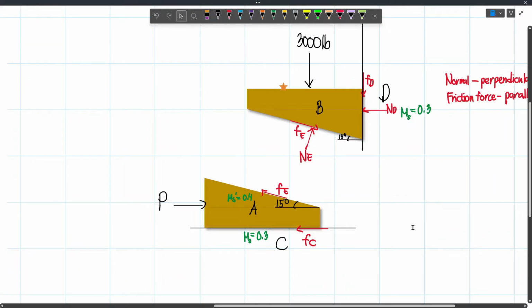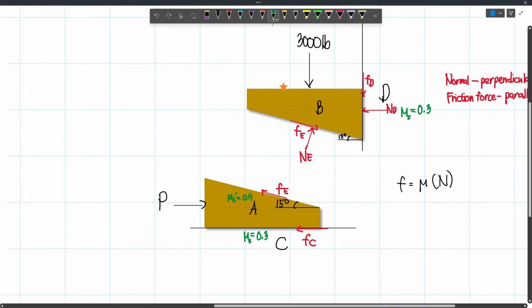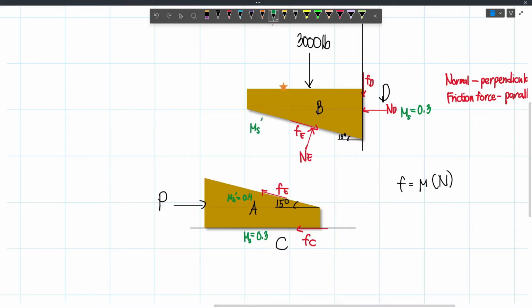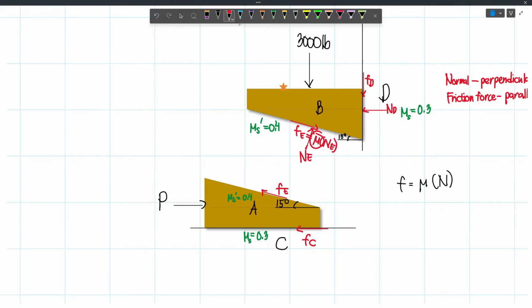Now we know that we can get our frictional force using our normal force, because our frictional force is just the coefficient of friction multiplied by the normal force. And so essentially, FE will be equal to mu times NE. Now again, our coefficient of friction at E is 0.4, and so let's write that here. This is mu s prime is equal to 0.4. And so our FE will be mu times NE. Now our mu is 0.4, and so we can write this one as 0.4. So let's just change this one. We have FE equal to 0.4 NE.